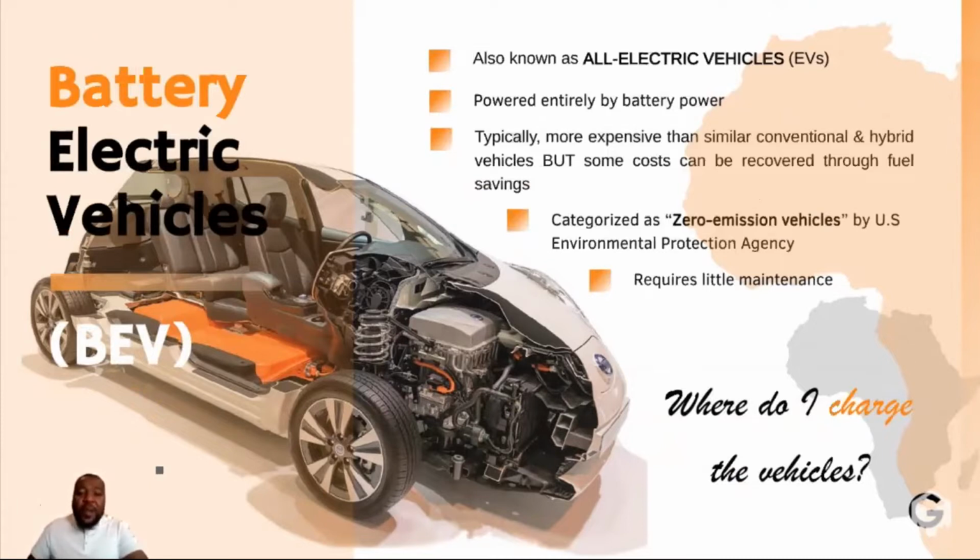we've got the battery electric vehicle. It's also known as the all-electric vehicle. Now, this is the most commonly known type of EV that most of us know, all right? It's powered entirely by battery power, meaning there is no combustion engine or the whole mechanism of a traditional combustion engine in the BEVs or electric vehicles. It's typically more expensive than similar conventional and hybrid vehicles, but some costs can be recovered through fuel savings.